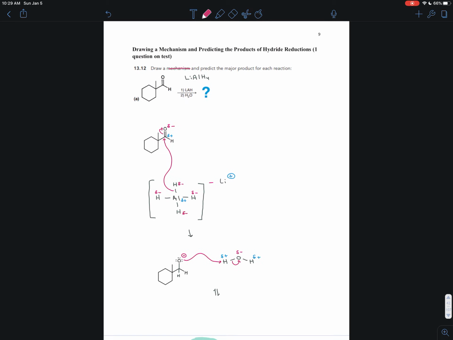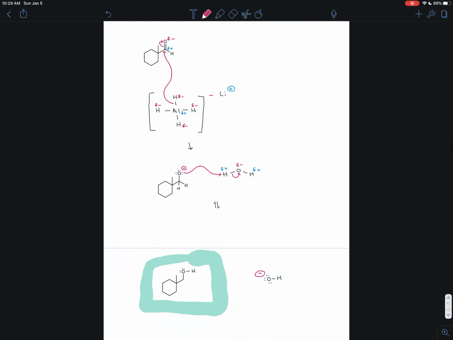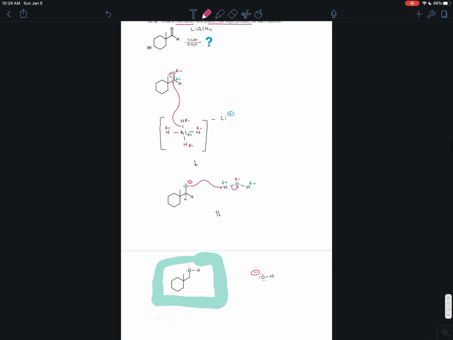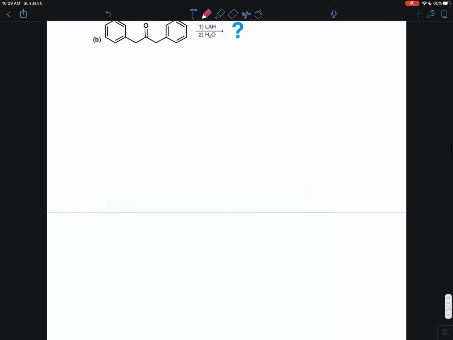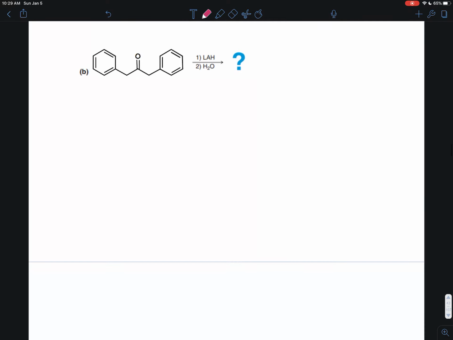Now they're asking for both the mechanism and the product. Remember the mechanism and the product. So the product is here, but the mechanism is everything we wrote down. So this whole thing is really part of the answer here. Okay, let's apply that same type of thinking to this next exercise. Let's see if we can draw the mechanism, predict the product for this ketone.